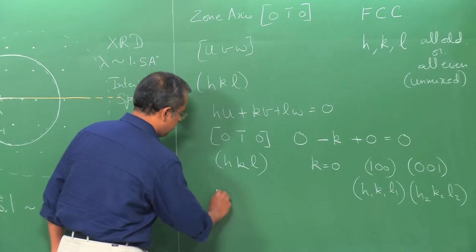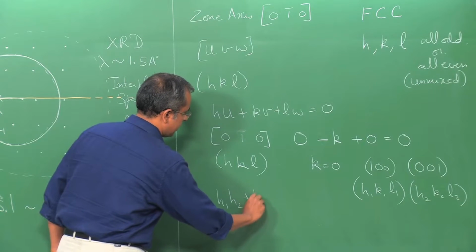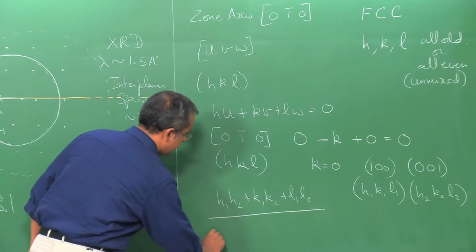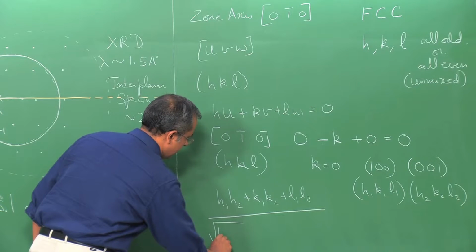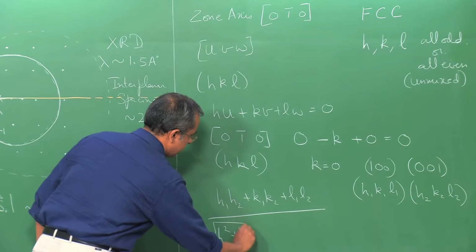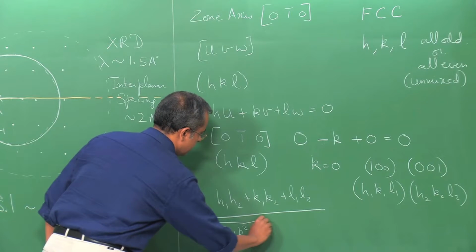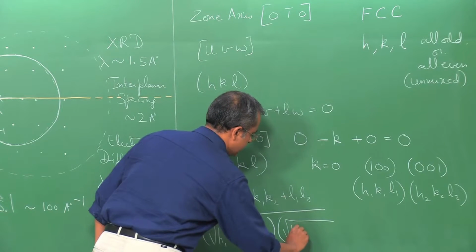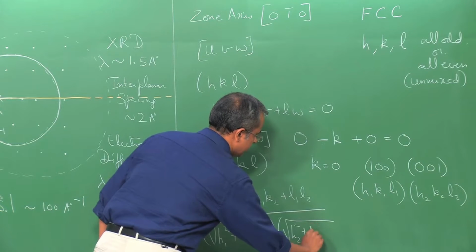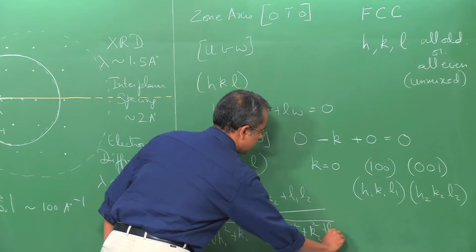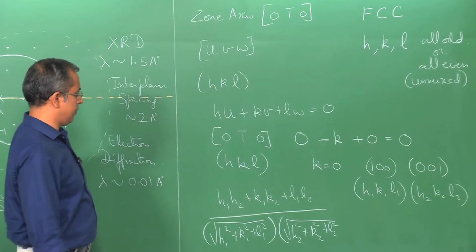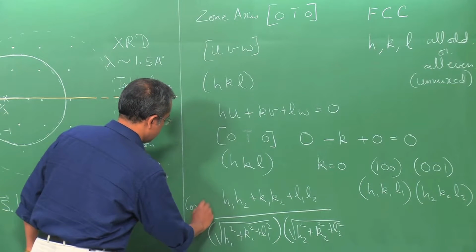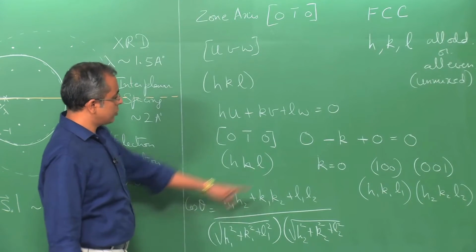So, the angle between those planes is simply H1 H2 plus K1 K2 plus L1 L2, divided by the square root of H1 square plus K1 square plus L1 square, multiplied with the square root of H2 square plus K2 square plus L2 square. So, this is what we will get, and this is cos of the angle between, so this is cos theta equals this, right. So, now I have those 2 quantities there.